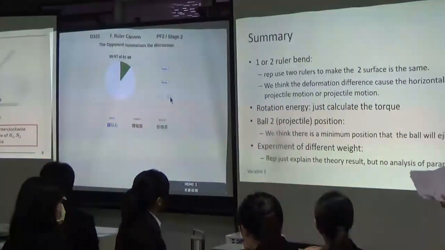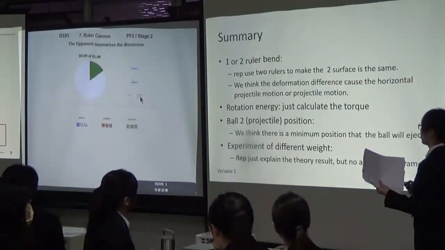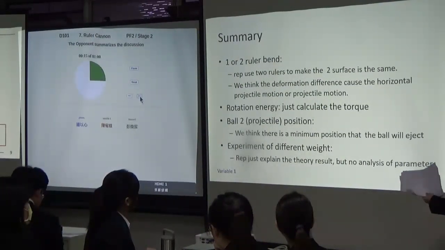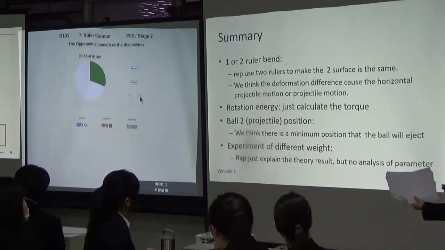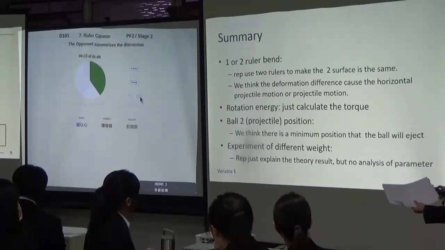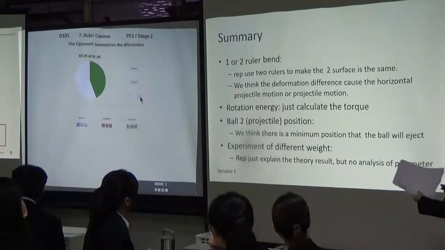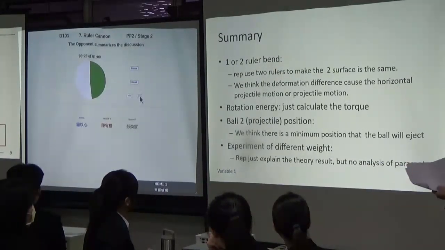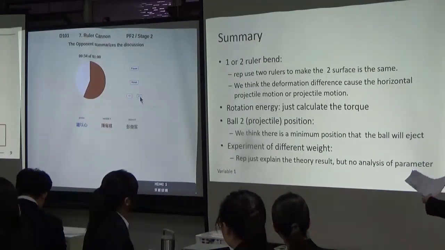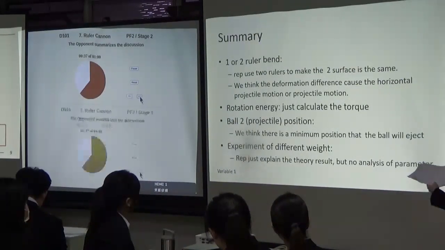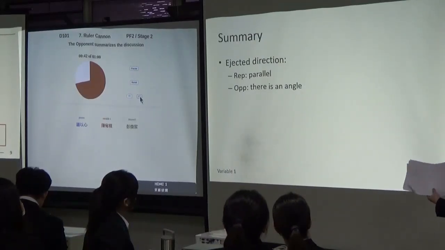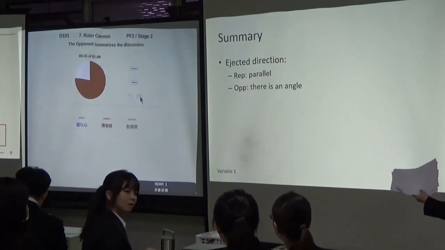So the first one is one or two rulers. This problem: the reporter used two rulers to make two surfaces the same, and the deformation difference caused the horizontal projectile motion. And the rotation energy just calculates the torque and goes to projectile position. We think there's a minimum position for the ball, and I also think the reporter should analyze it in different ways. The reporter just explained the theory result but did not analyze the parameter because they didn't fix the function of that.